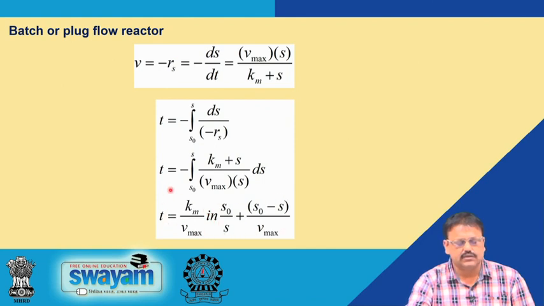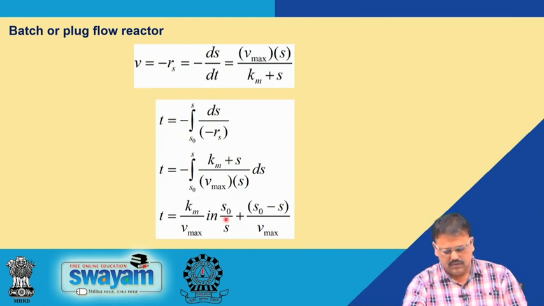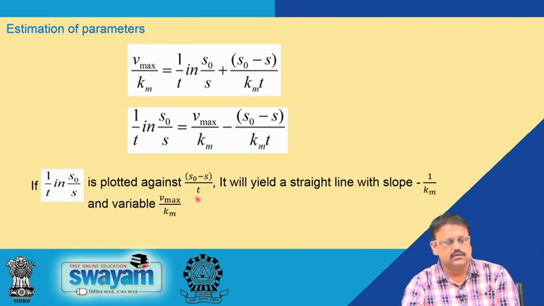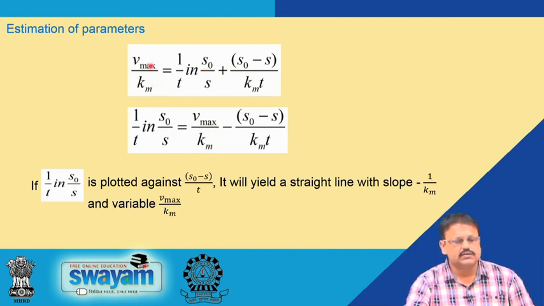So, we get here that in different times we can calculate the conversion, and the constant and the Vmax we can calculate from here. In a different way we can present it in our system like this: Vmax by Km equals 1 by T ln S 0 by S, plus S 0 minus S by Km into T.